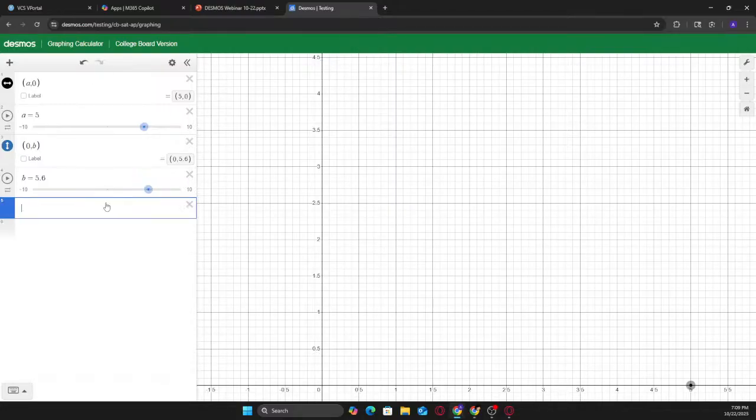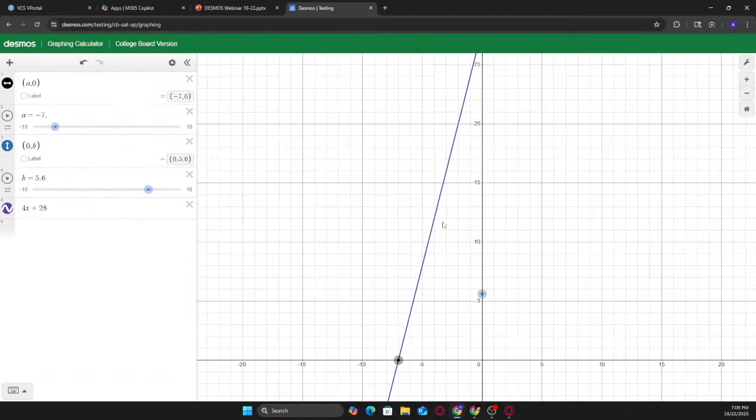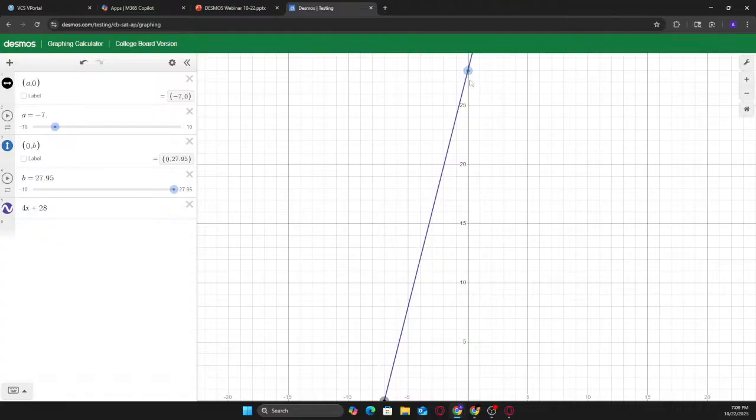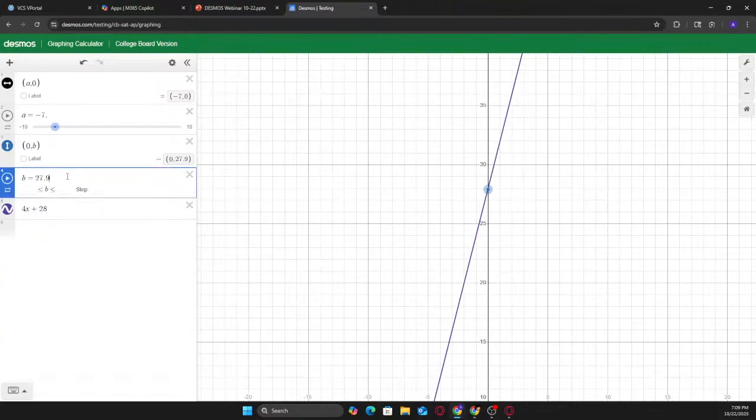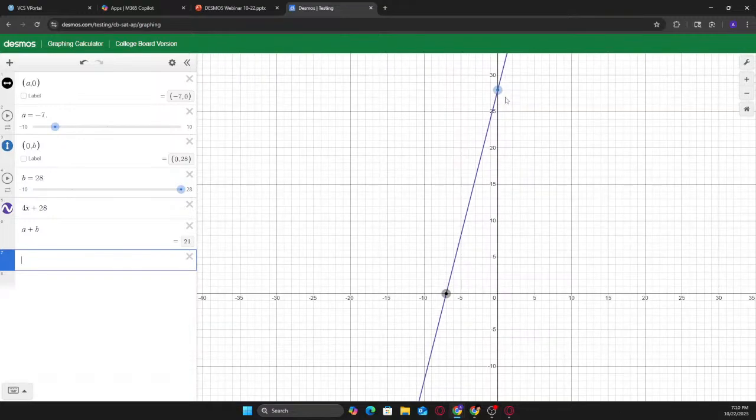Sometimes it will ask you some questions. So let's say we have 4x plus 28, and it's asking for the solutions of those. So we can say 7 right here, negative 7, and then we have 28 right here, because that's the intercept. So it asks for the solution of a and b. It just asks, what's a plus b? We just got it already. I didn't even mean to do that, but we basically just got the answer. It's 21.